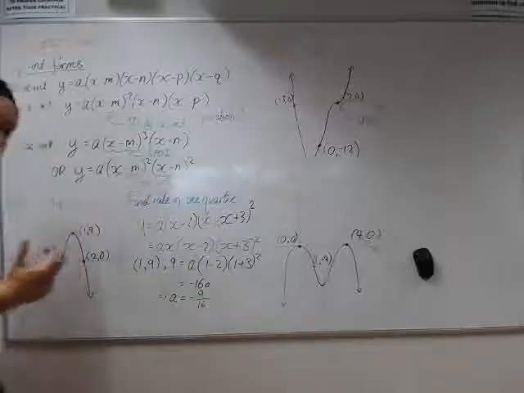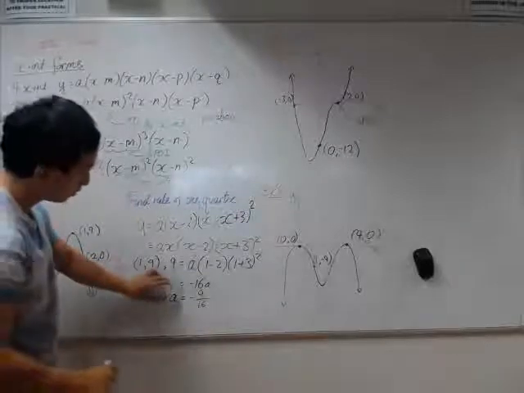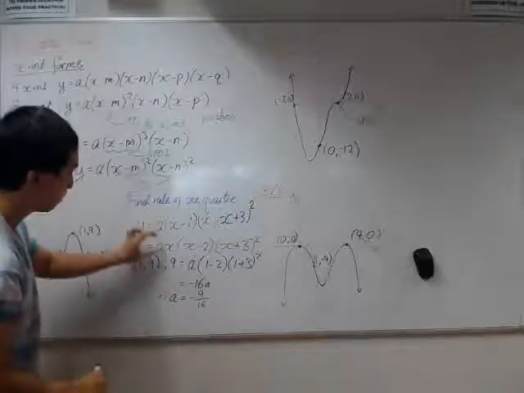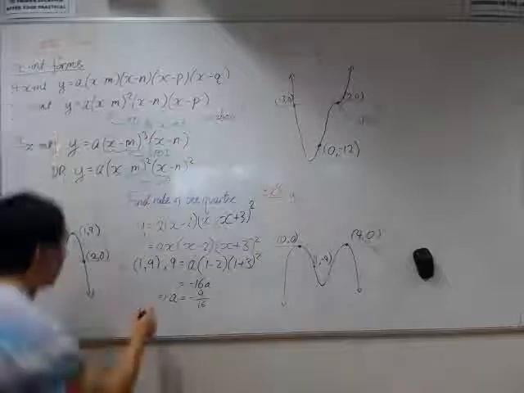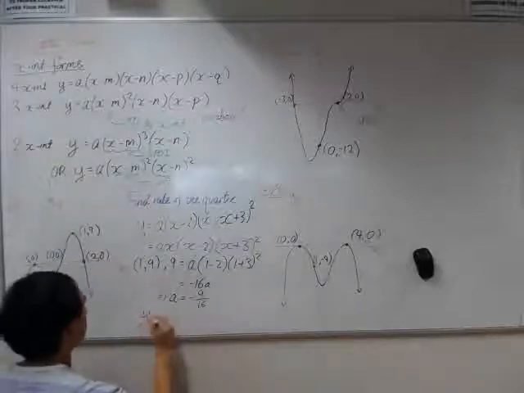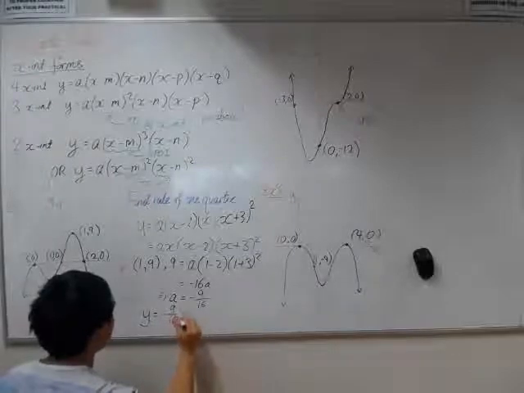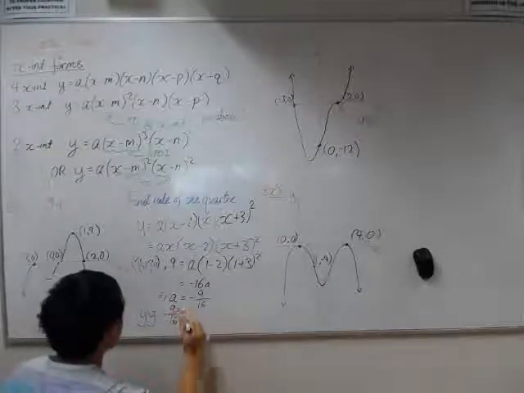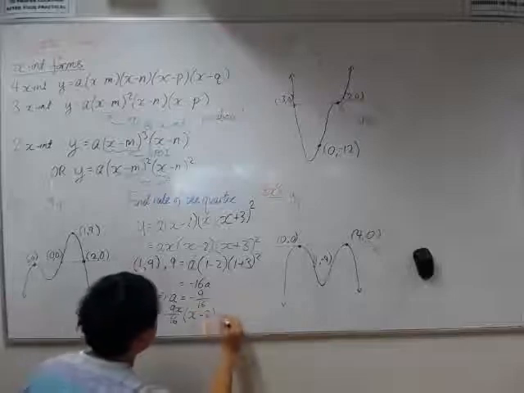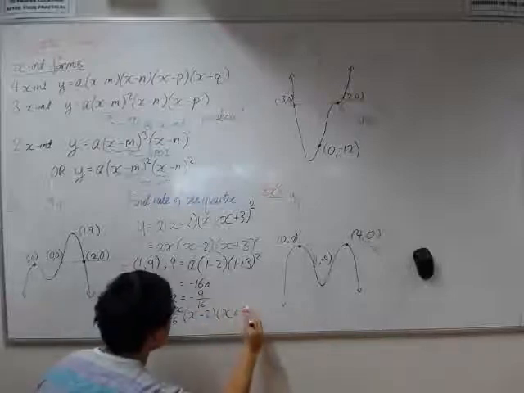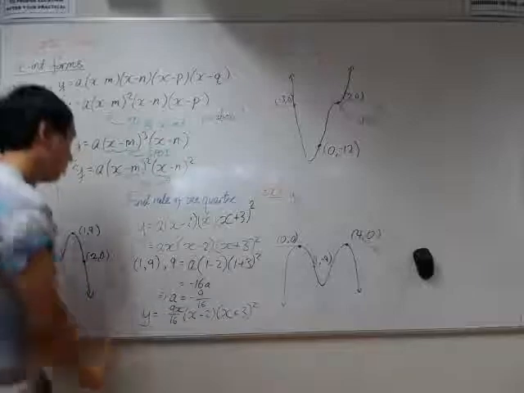So our rule altogether is just going to be subbing this back into here, and that would give us y equal to negative 9 on 16, x minus 2, x plus 3 squared. Over here.